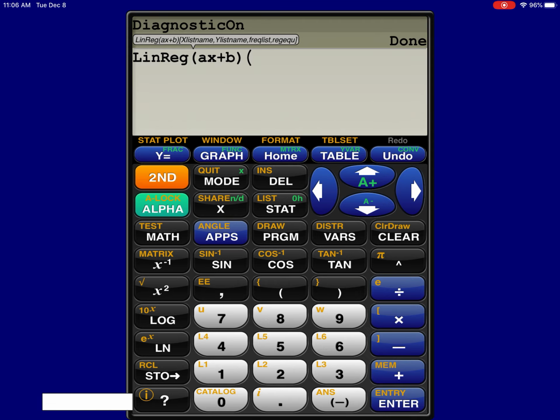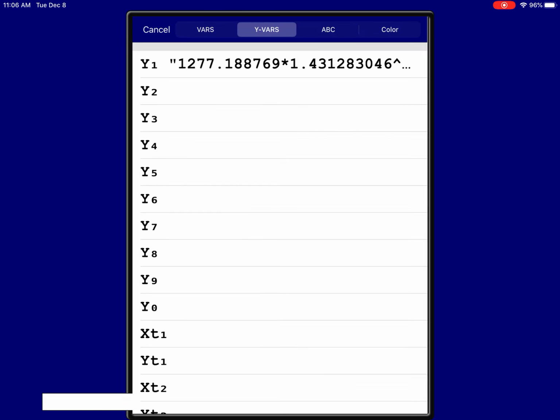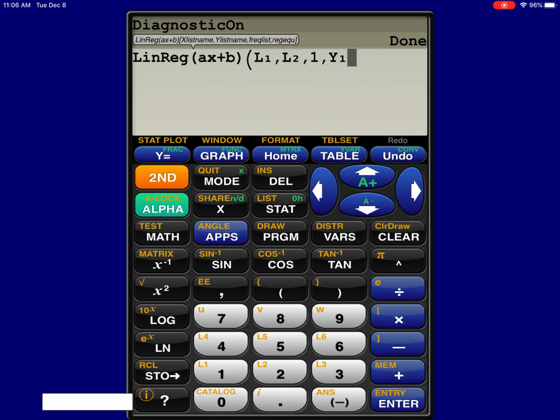So now I'm going to tell where it is. So x list 1, and then the y list. So that would be second 1, comma, over the 7, 2, and comma, frequency, just how often that number happens, so it's just once. And then where do I want it to store? I want to store in y1, so I'm going to press vars, y vars, and then y1.